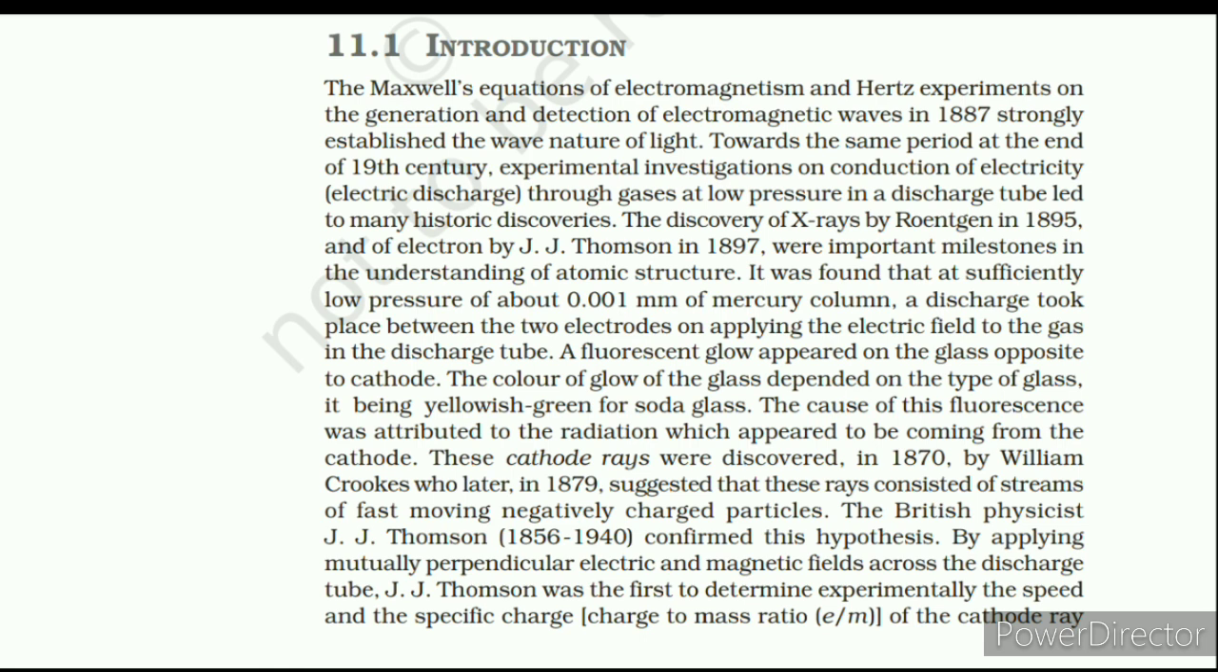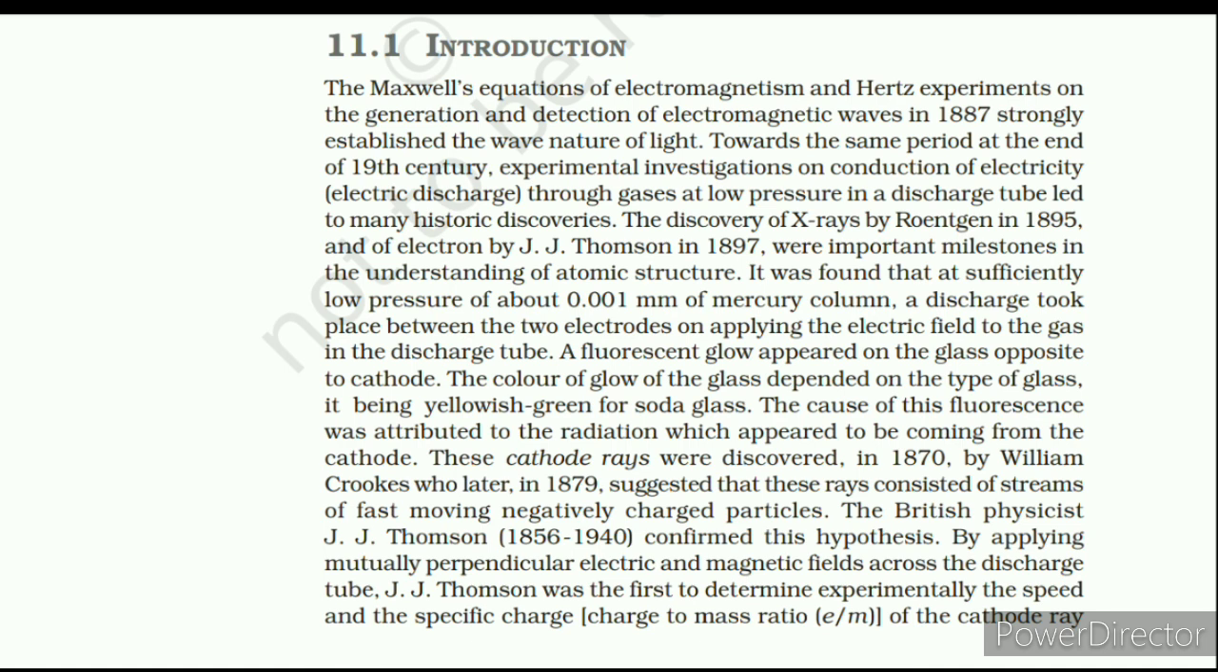A fluorescent glow appeared on the glass opposite to the cathode. The color of the glow depended on the type of glass, being yellowish green for soda glass. The cause of this fluorescence was attributed to the radiation which appeared to be coming from the cathode. These cathode rays were discovered in 1870 by William Crookes, who later, in 1879, suggested that these rays consisted of streams of fast-moving negatively charged particles.